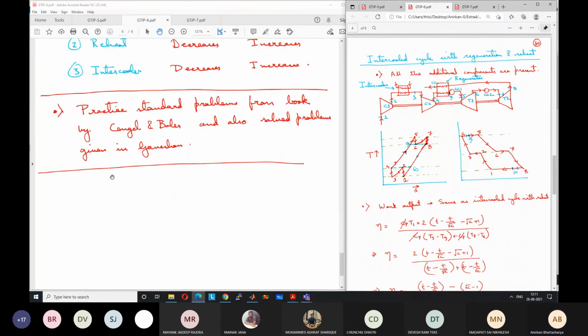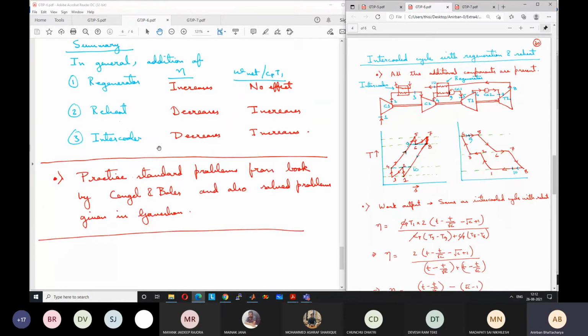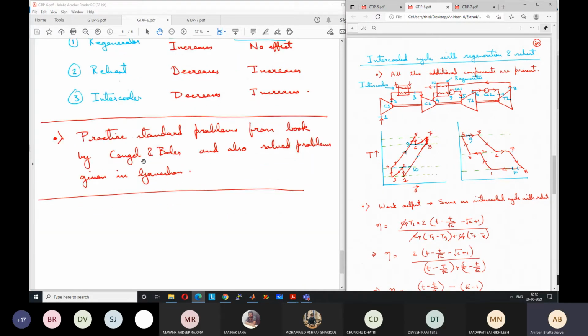Please practice problems from the thermodynamics book by Cengel and Boles. I don't remember the chapter number, but I think there is a chapter on gas turbines. Yes, there is a chapter on gas turbines. You can study some problems there. I will give you some problems also.